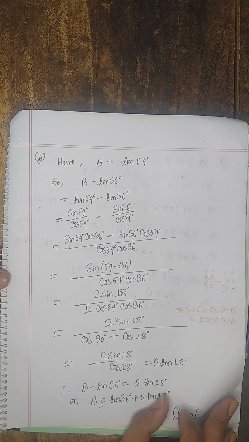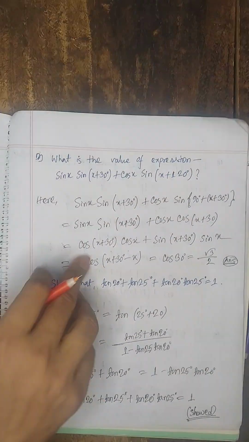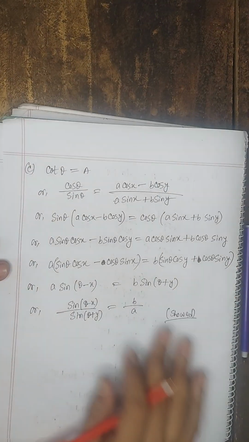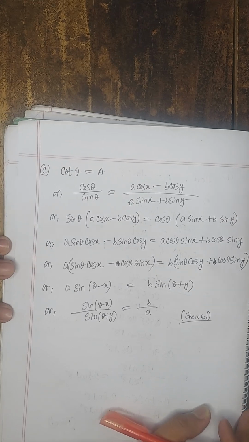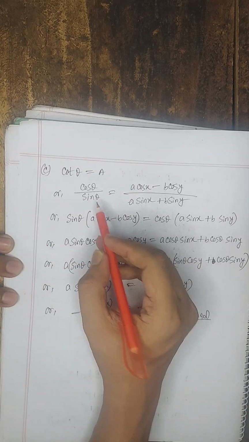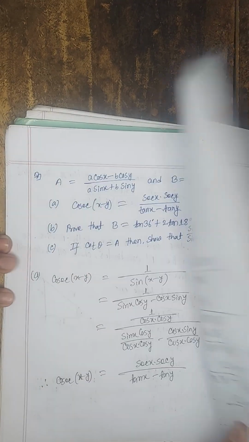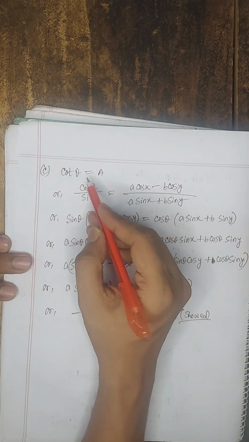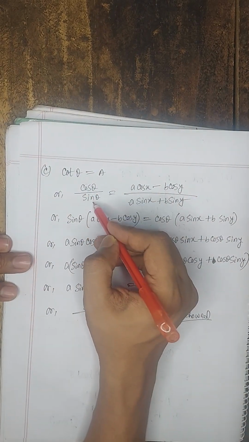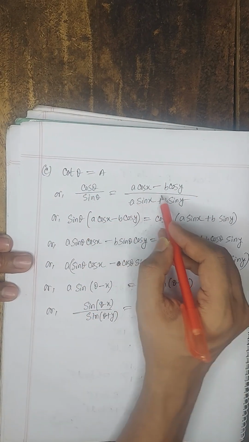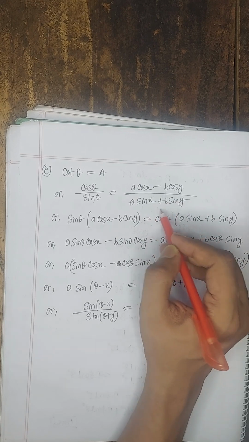Okay, third part. Here cot theta is equal to a. We can convert cot theta into cos theta divided by sin theta, which is equal to a cos x minus b cos y divided by a sin x plus b sin y.